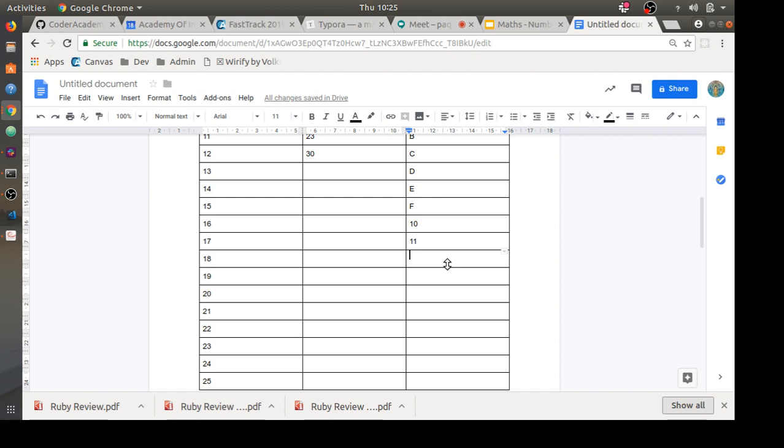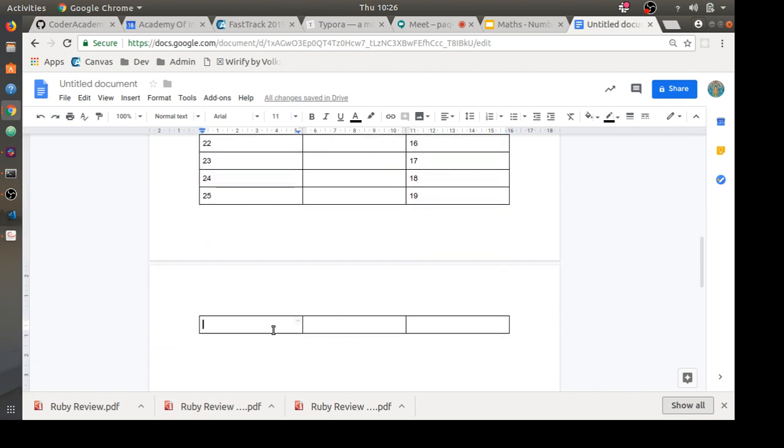Right. Okay, so what would 18 be in hex? 1, 2. What would 19 be? 1, 3. 20, so on and so forth, until 1, 4, 1, 5, 1, 6, 1, 7, 1, 8, 1, 9. And then 26 would be 1A.